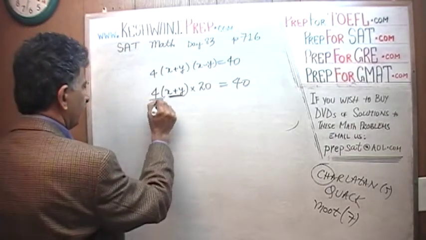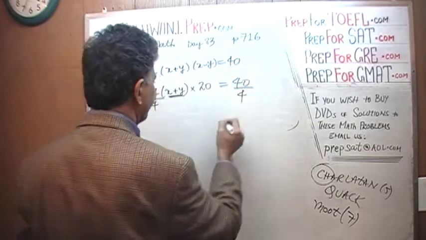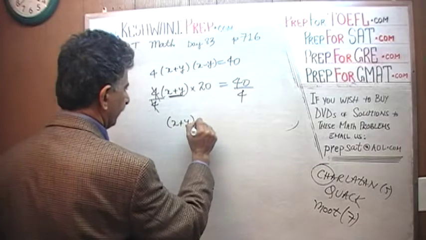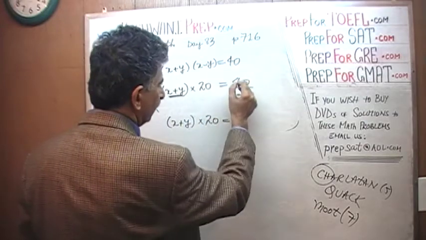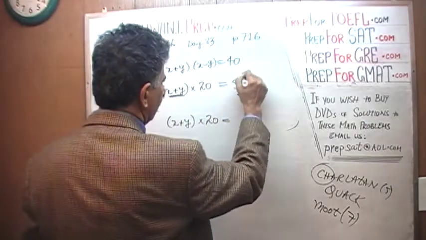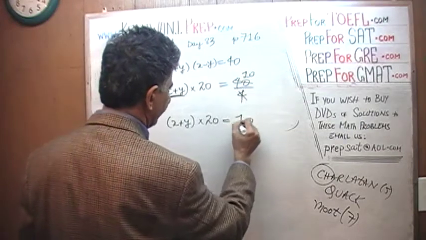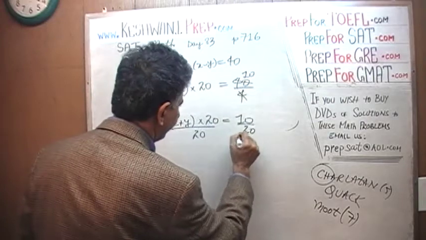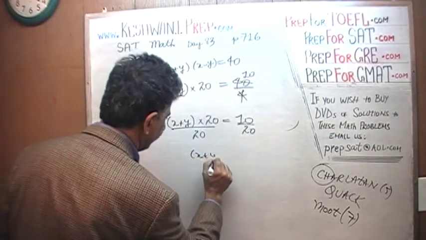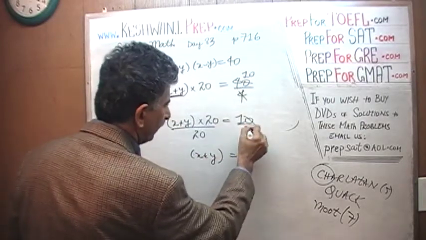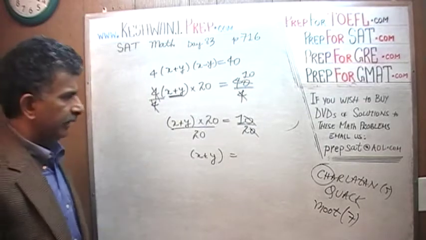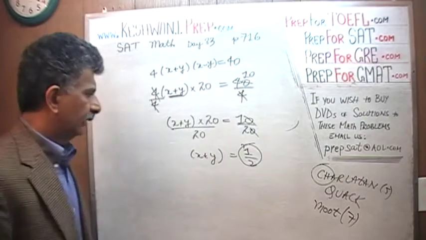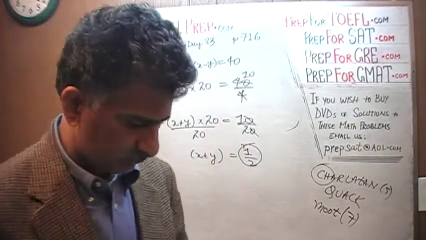Let's divide both sides by 4. And this 4 drops out, and (x plus y) times 20 equals 40 divided by 4, which is 10. And now let's divide both sides by 20. And x plus y equals 10 over 20. And of course you divide top and bottom by 10, and the answer is 1/2. x plus y equals 1/2.